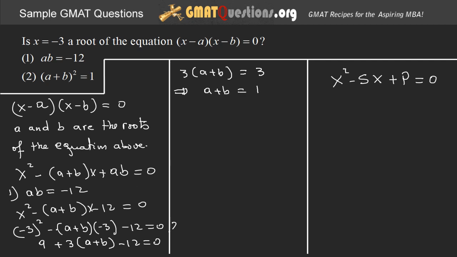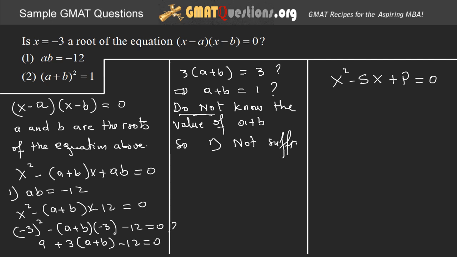Now, if x equal negative 3 is a root of the equation, then we must have a plus b equal to 1. As you can see, we plug in the negative 3 into the equation and see what happened, and we end up with a plus b equal 1. The problem is we don't know whether a plus b equals 1. There is nothing given about the value of a plus b. We do not know that. So, number 1, not sufficient. We're given the product, but we're not given the sum. You could have guessed that it's going to be difficult because we probably need the sum.